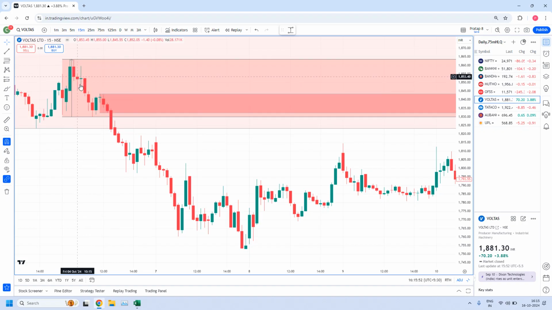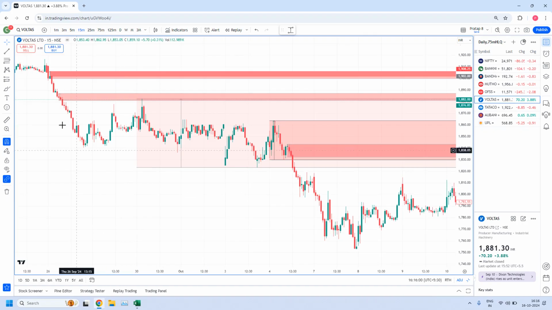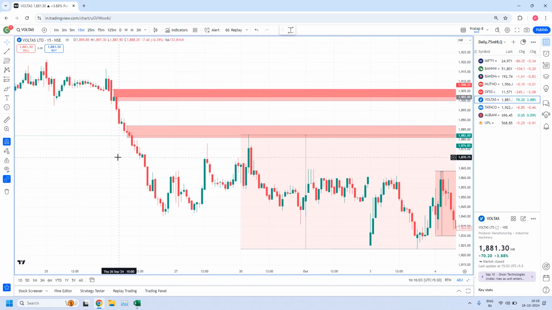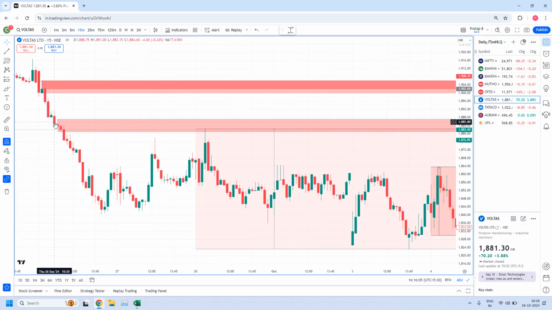This is a medium size candle, so this is not a valid zone. This is a very good zone, rally, base, drop. But here, see here, you have a drop, base, drop.